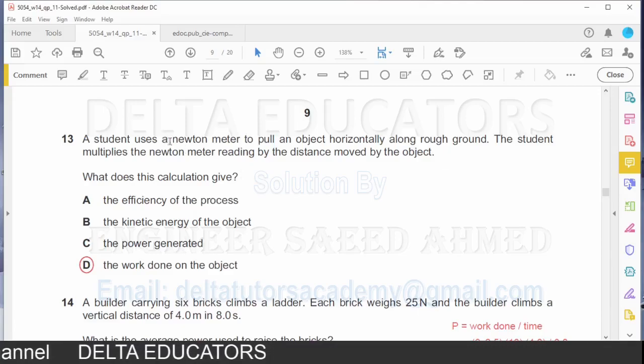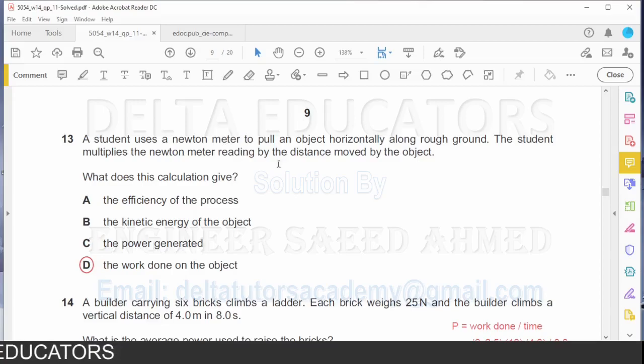Okay, here the student uses a Newton meter. Newton meter means he has calculated the weight and he multiplied this weight by the distance moved. Now weight is a force. It means force is multiplied by the distance. Force multiplied by distance is called work done. Work done is defined as the product of force and displacement or the distance moved.